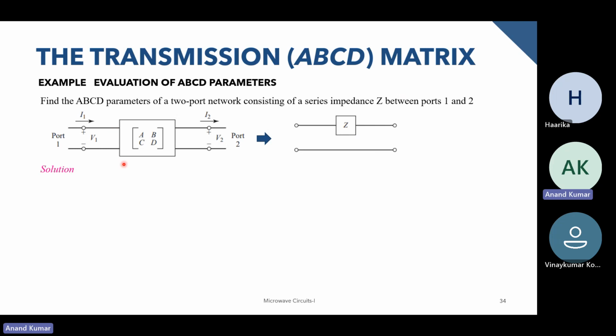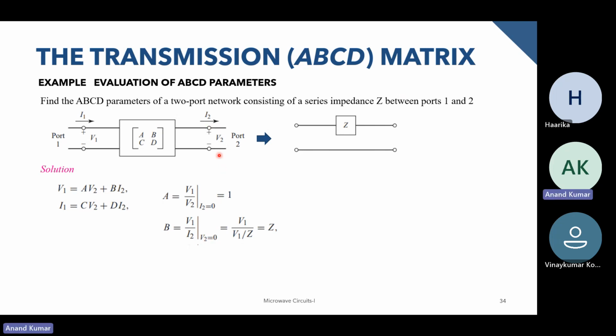Now, we know the relationships that V1 equals A V2 plus B I2 and I1 equals C V2 plus D I2. To calculate A, it is given by V1 by V2 when I2 equals 0. I2 will be 0 when we make this an open circuit. In case of open circuit, whatever V1 is, V2 will be the same for this particular circuit, so the potential over here will be the same as the potential over here, and this turns out to be 1. Similarly, to calculate B, it is V1 by I2 when V2 equals 0.